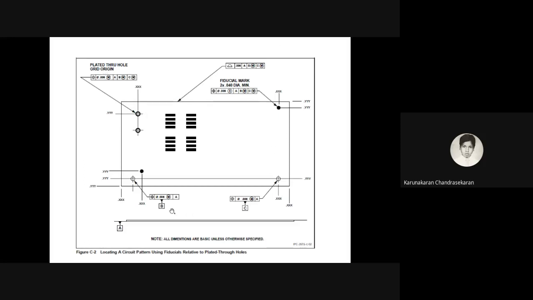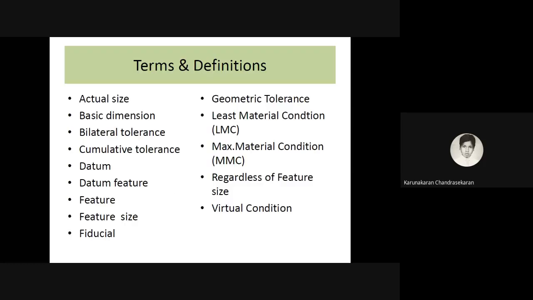This particular example is for locating a circuit pattern using fiducials relative to plated through holes. Some copper linings have also been given. This is apart from your regular circuit design. This is purely based on the mechanical part and mechanical dimensionality, not the circuit dimensionality. Okay. And these are some of the basic terms which one should understand before we go for 2615 application.